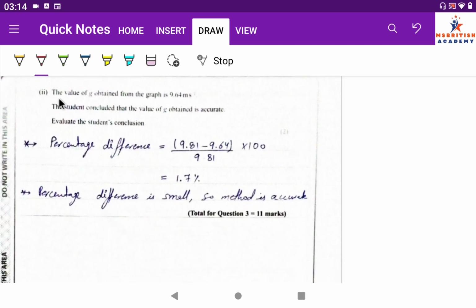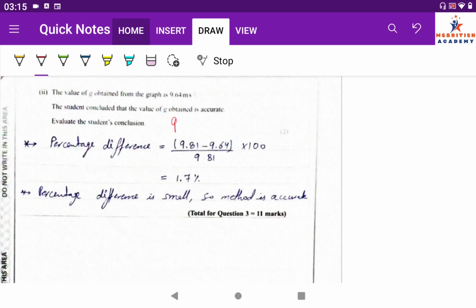Now second, the value of g obtained from the graph is 9.64 meter per second squared. The student concluded that the value of g obtained is accurate. Evaluate the student's conclusion. So what is the percentage difference? We know the original value of g is 9.81, so we subtract: 9.81 minus 9.64, divided by original, times 100.